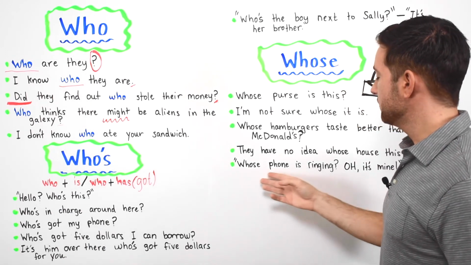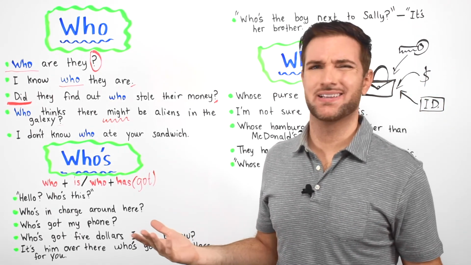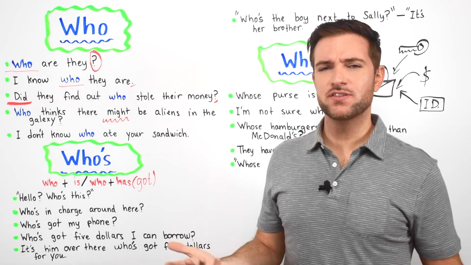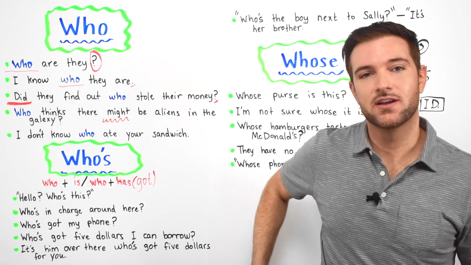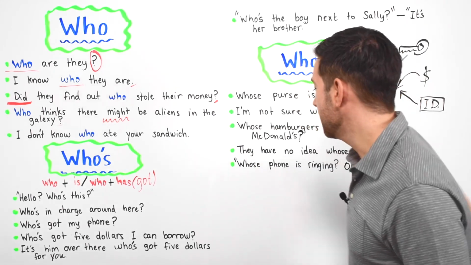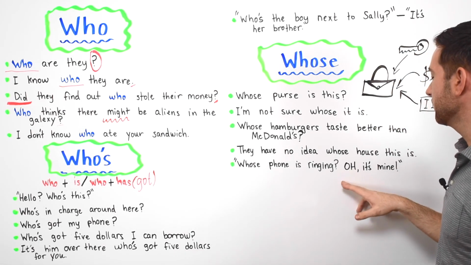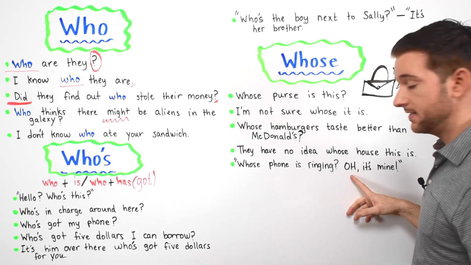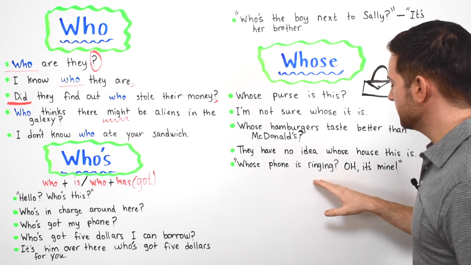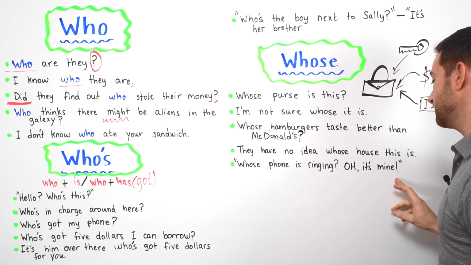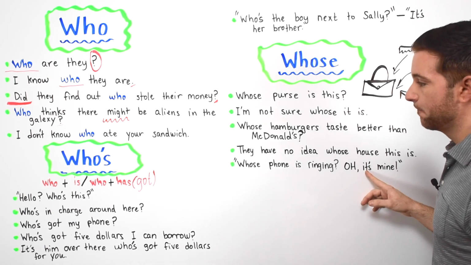And finally, whose phone is ringing? Oh, it's mine. Okay, so you're asking a question. Guys, hey, whose phone is ringing? Right? Oh, it's mine. Okay, it's my phone, right? Whose phone is ringing? Oh, it's mine. Notice here that we have whose, and we have a question mark, and then we're continuing the statement made by one person. Whose phone is this? Oh, it's mine, okay? It's is also a contraction of it is, okay?